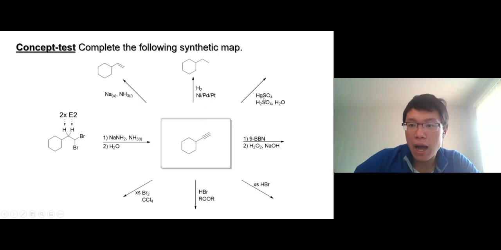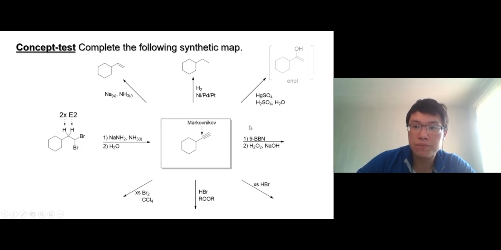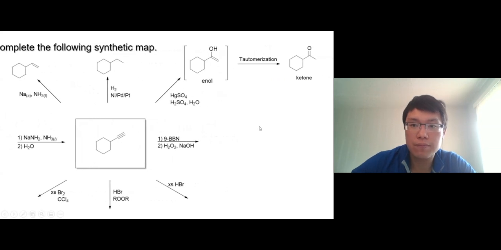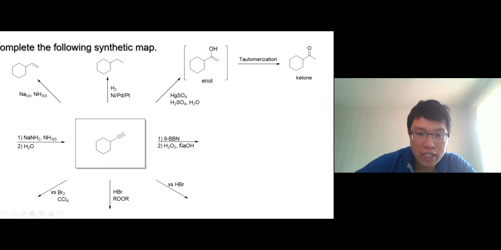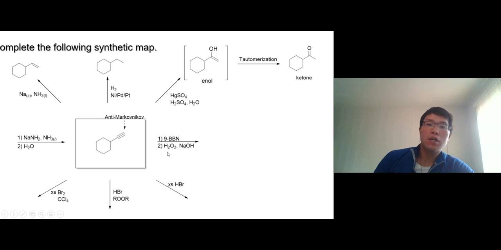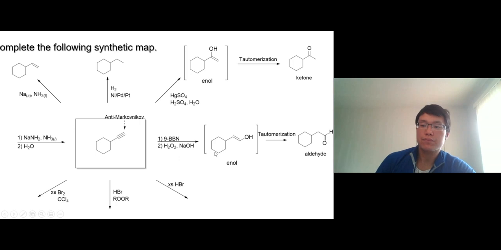All right. Mercury in sulfuric acid, that's going to be a Markovnikov hydration, so it goes right there, and OH goes right there. So you get an enol first, and then it tautomerizes to a ketone. All right. 9-BBN, that's a bulky borane. This is hydration in an anti-Markovnikov fashion, so the OH is going to go onto the least substituted carbon, that carbon. So you should get this enol, which will tautomerize to an aldehyde.